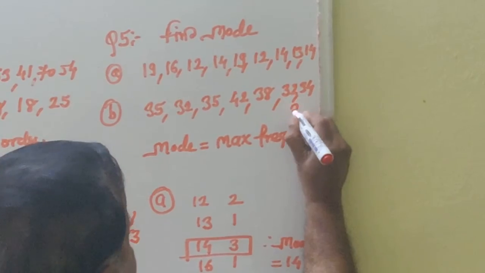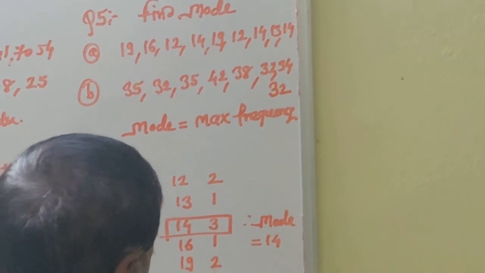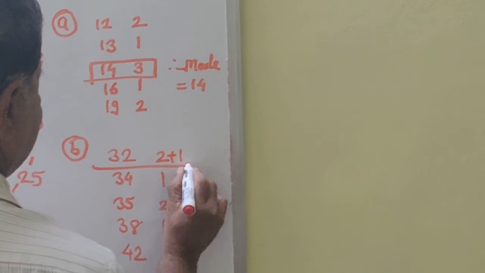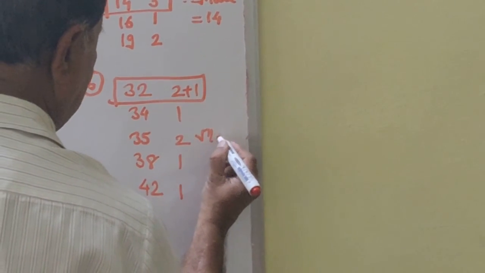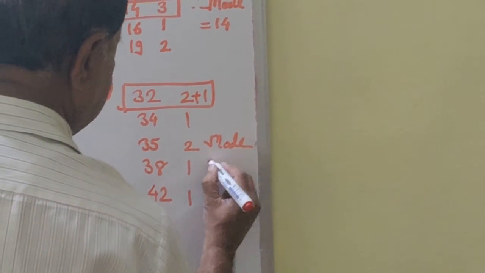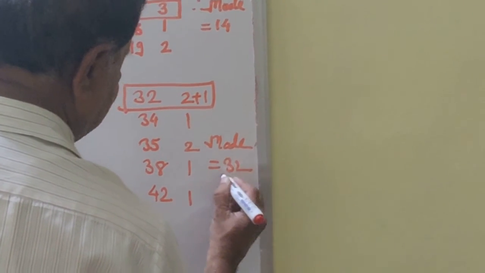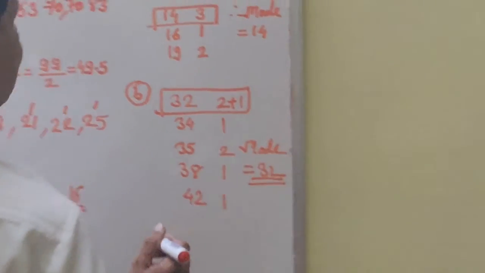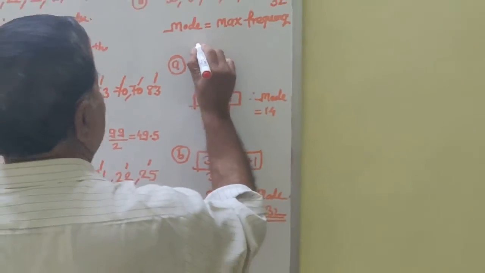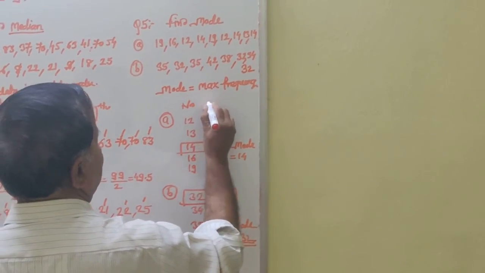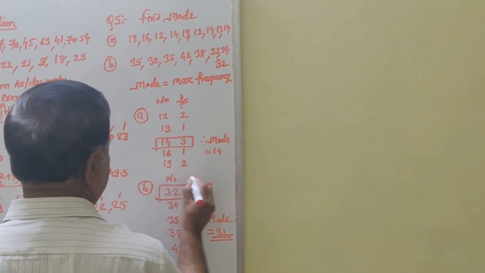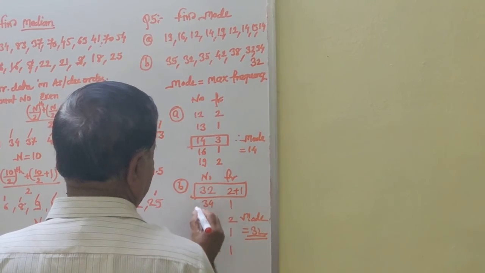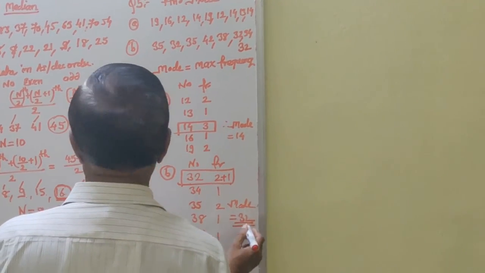Okay, now 32. Okay, now I am increasing here. The frequency of 32 is more, therefore mode is equal to 32. Okay, maximum frequency. The number having the maximum frequency. Here you can write down number, here write down frequency. And the number having maximum frequency is called the mode.